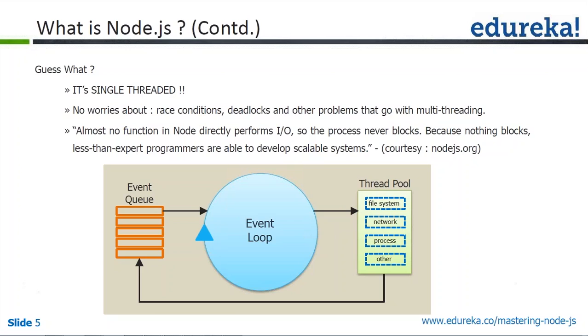Whereas in Node.js, everything is event-driven. Everything runs on a single thread. So you actually have the main thread handling all the requests. Almost no function in Node directly performs I/O, so the server never blocks. And because it never blocks, you can develop scalable systems.